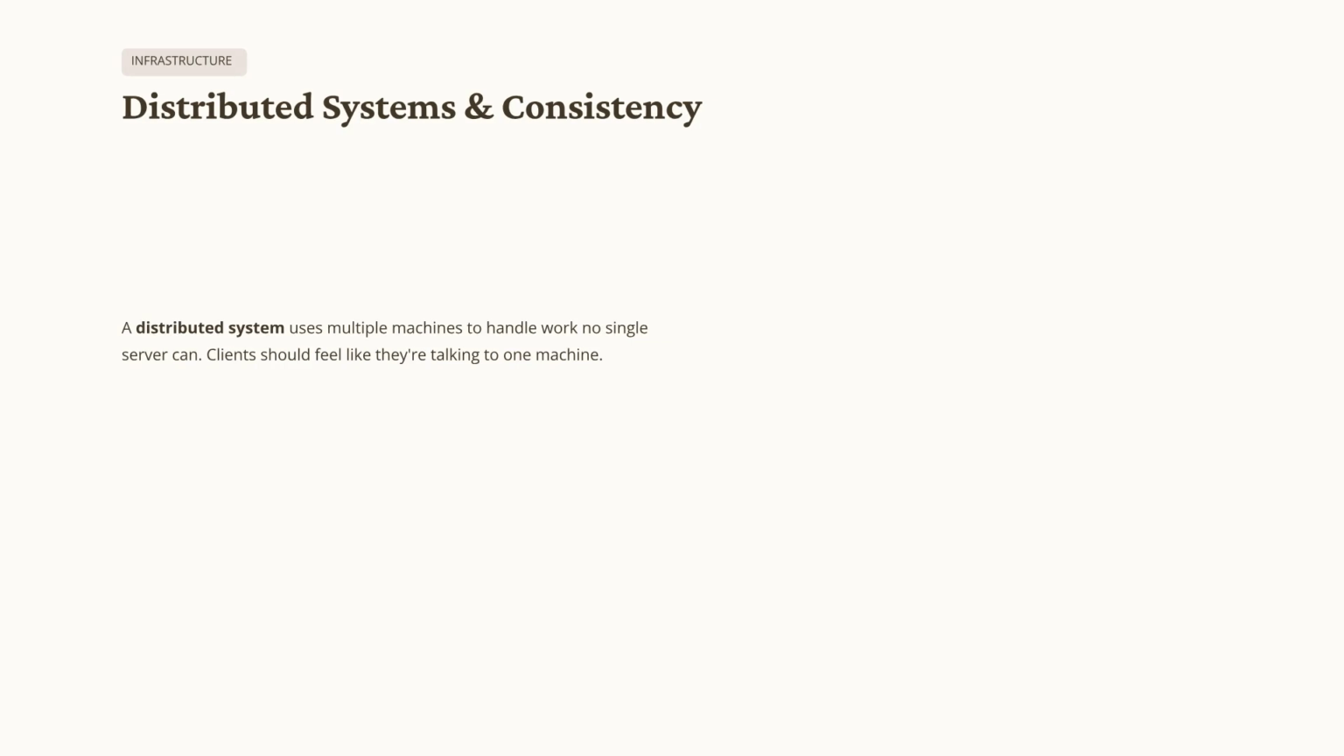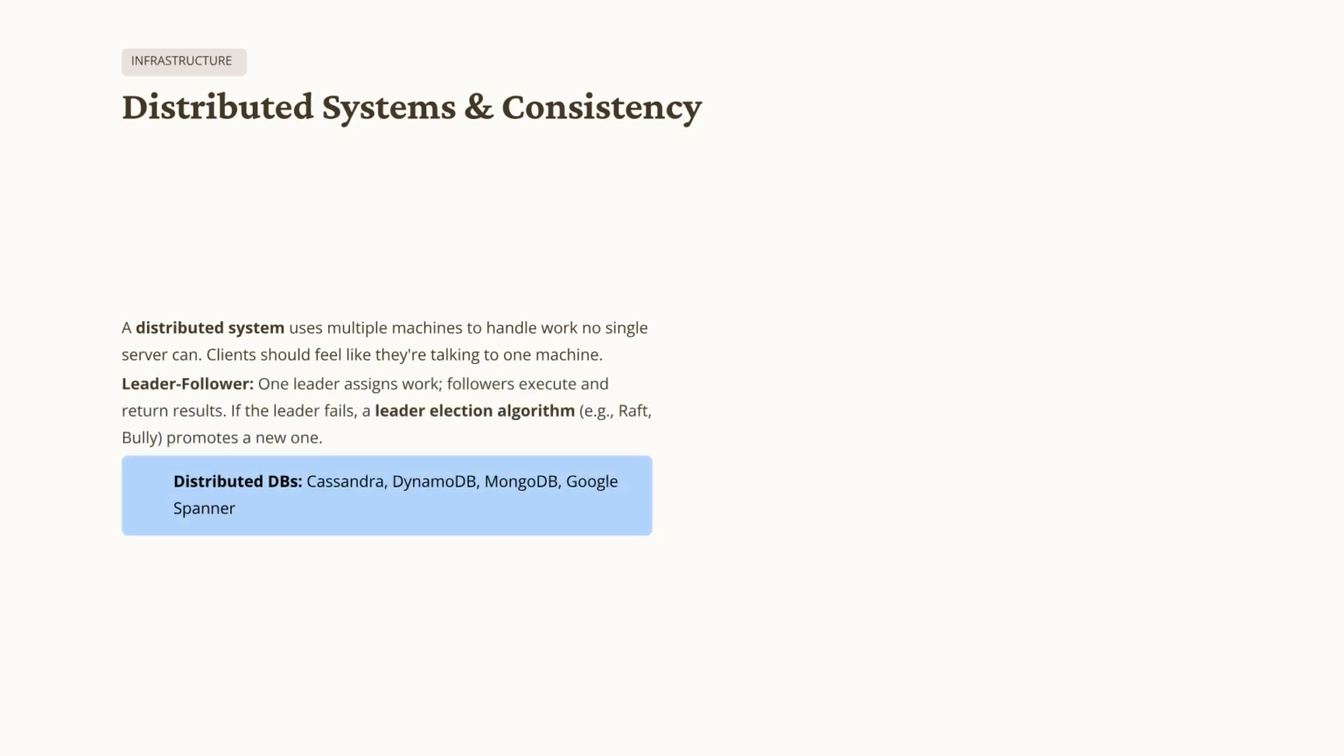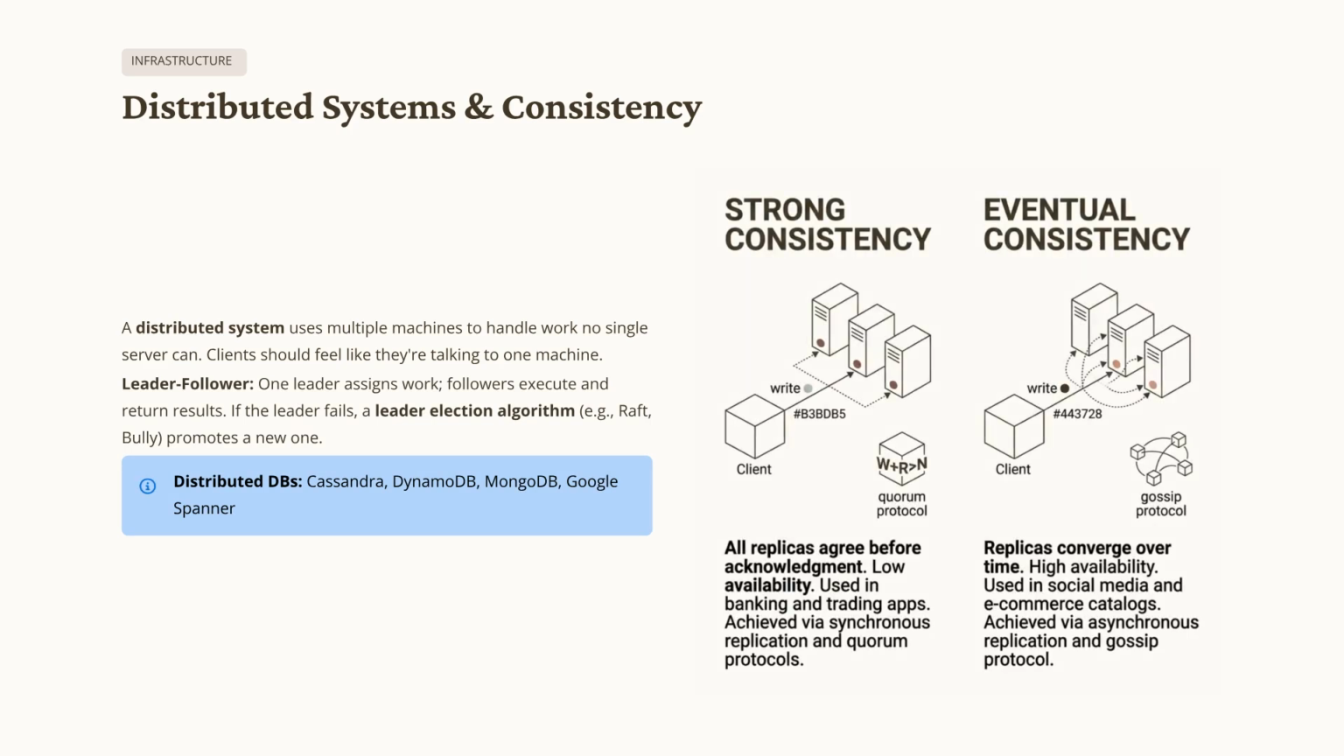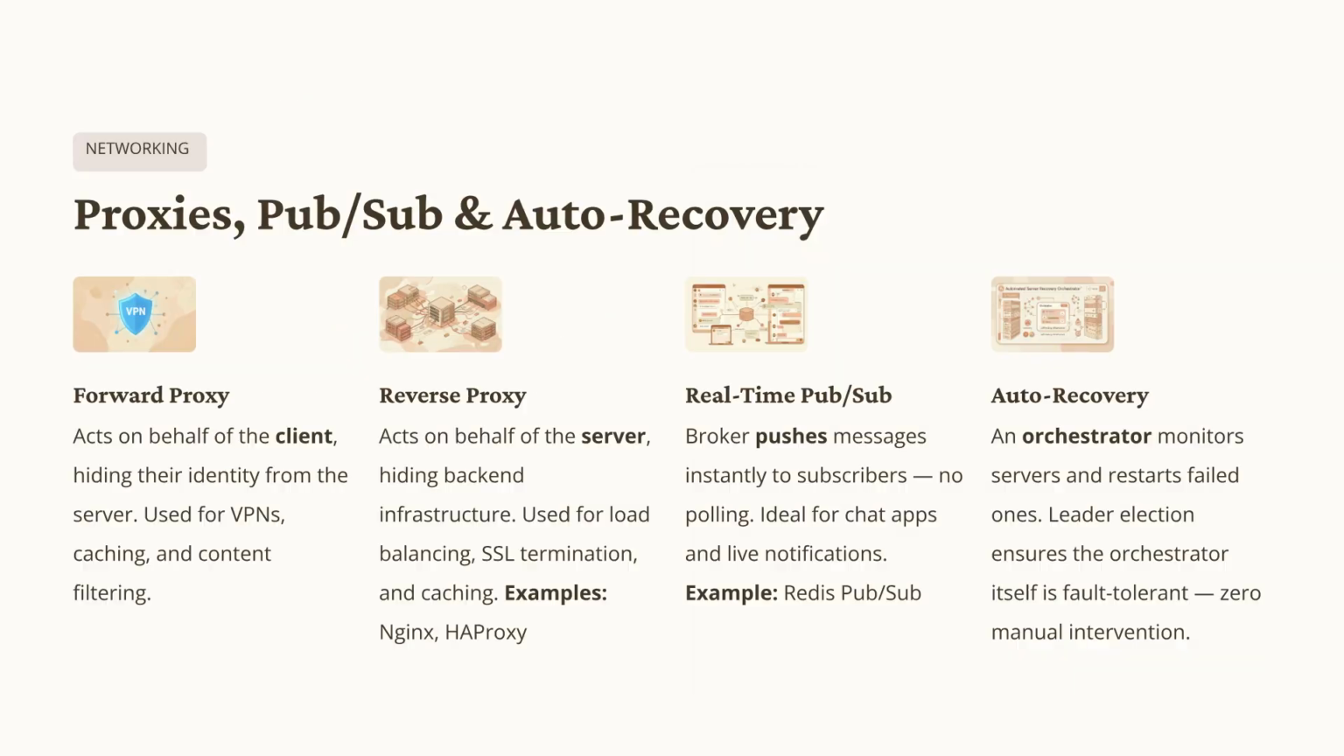A distributed system uses multiple machines to handle work, providing the illusion of a single machine to the client. Leader-follower is a common pattern, where one leader assigns work. Consistency models determine when updates are visible. Strong consistency requires all replicas to agree before acknowledgement, ensuring low availability. Eventual consistency allows replicas to converge over time, prioritizing high availability.